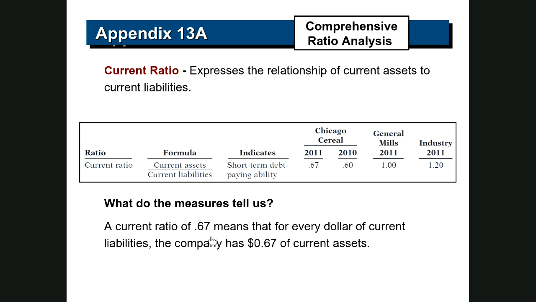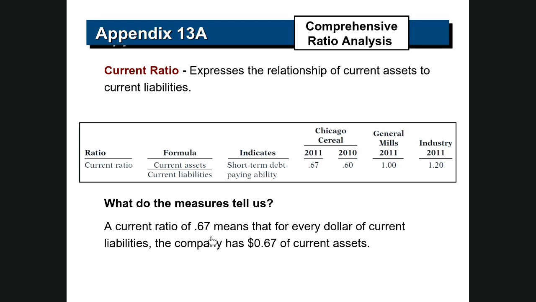Which is better, Chicago Cereals or General Mills? General Mills. They are more, we call it liquid, right? This is the liquidity ratio, meaning they are able to pay their short-term liabilities more easily than Chicago Cereals. Are you following?